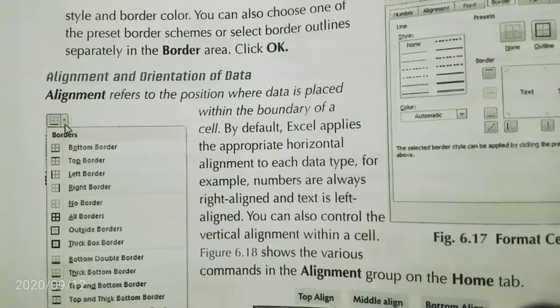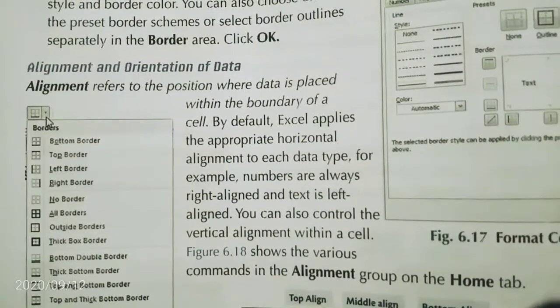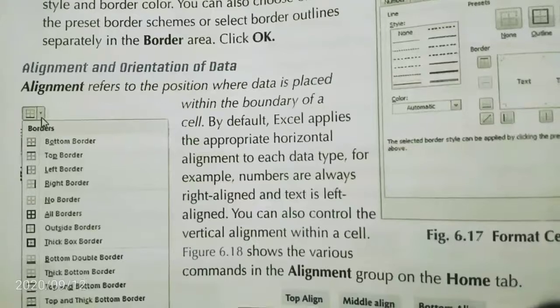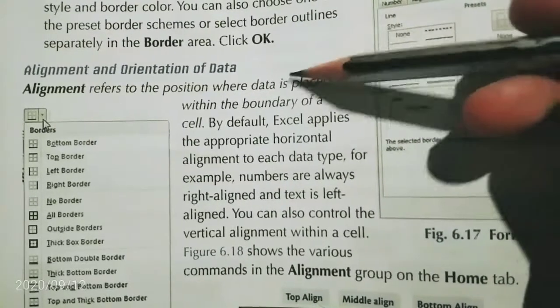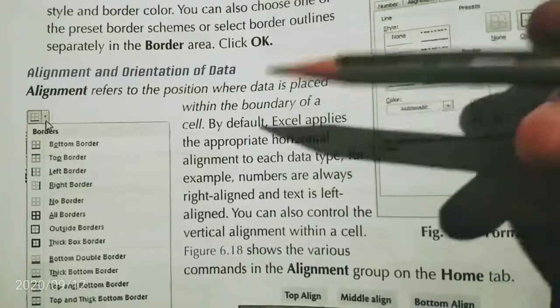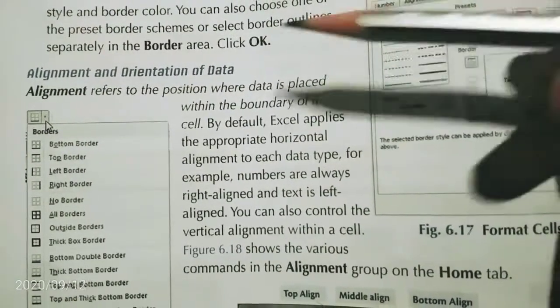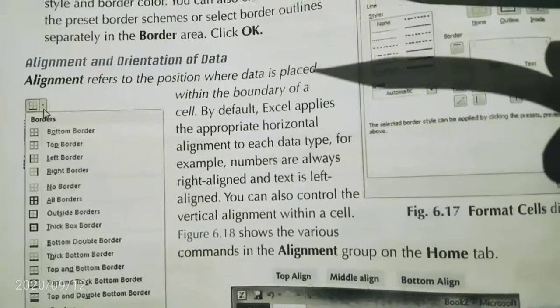In the next page it is given alignment and orientation of data. So alignment also you have studied. What is called alignment? It refers to the position where the data is placed within the boundary of a cell. Inside the cell, how the data is placed. What is the position of the data? That is called alignment. Left, right, center, justified. All these are the alignments.